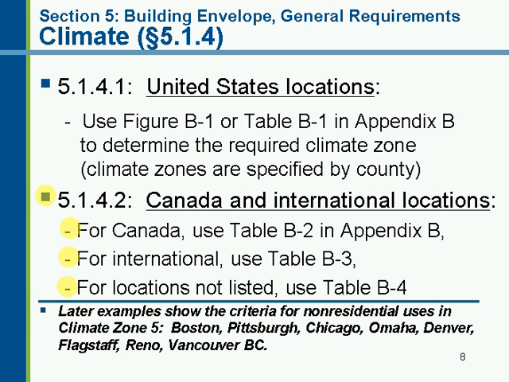Now as we move ahead and talk about the requirements for different assemblies, I'm going to refer to the criteria for Climate Zone 5, just to give you a sense of what the criteria are. Climate Zone 5, starting in the Northeast, includes places like Boston, and then as we move west, Pittsburgh, then Chicago, west to Omaha and Denver, down a bit to Flagstaff in Arizona, and then up to Reno, and then to Vancouver, British Columbia.